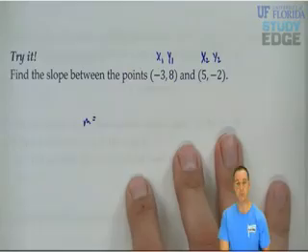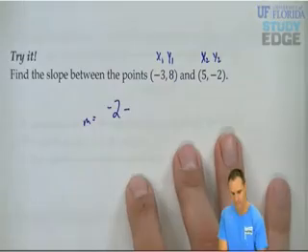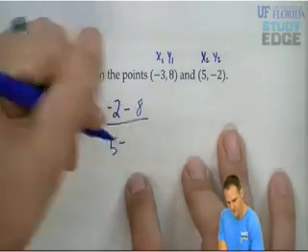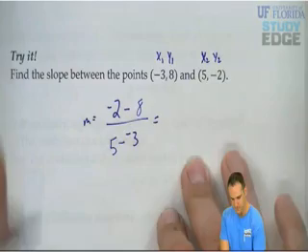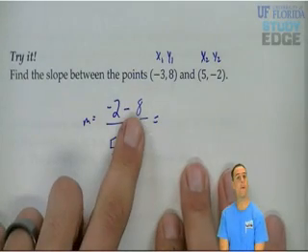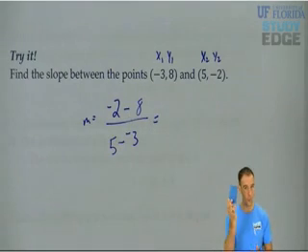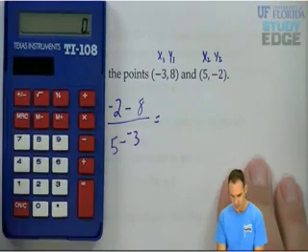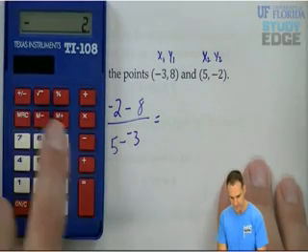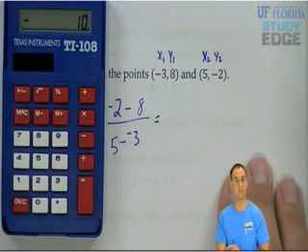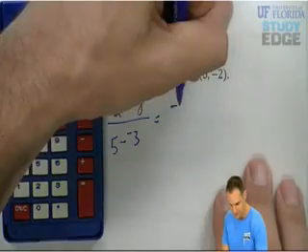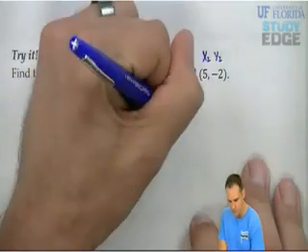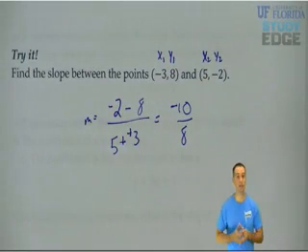Slope is equal to y2 minus y1 divided by x2 minus x1. Negative 2 minus 8 more. And remember, if you need to, got a calculator to help out. Negative 2, make it a negative, minus 8 more will give you negative 10. Remember, minus a negative means you're going to add. That's 5 plus 3, which is 8. So the slope is negative 10 over 8.